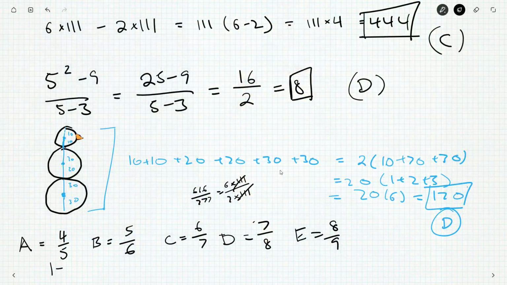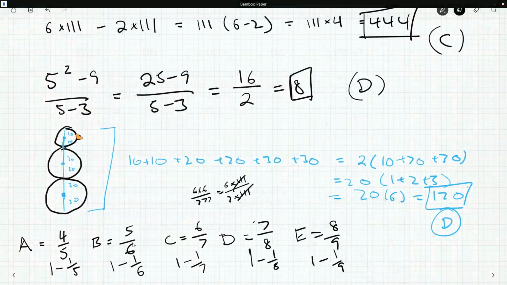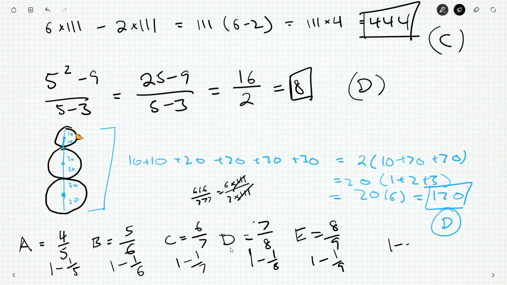Okay, this guy here, he's really 1 minus 1/5. This is really 1 minus 1/6, 1 minus 1/7, 1 minus 1/8, 1 minus 1/9. You say, how does this help me? Well, they're all 1 minus something. And what do we want? We want the greatest value, the biggest fraction. They're all 1 minus something, and if I want the biggest number, I want 1 minus the smallest fraction.